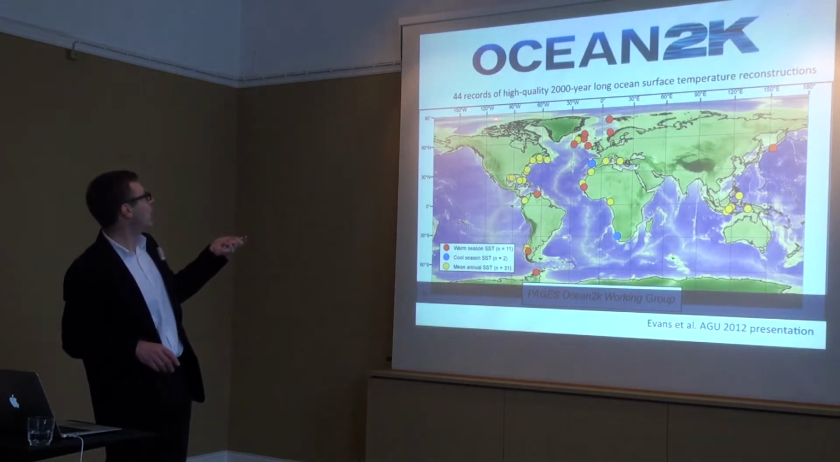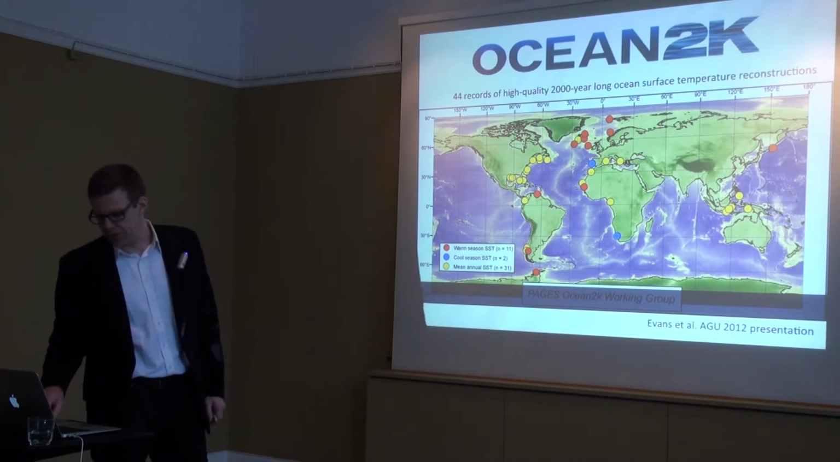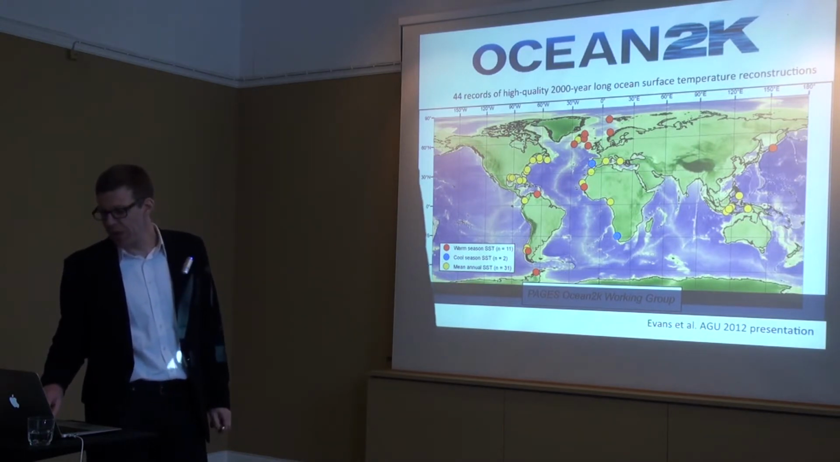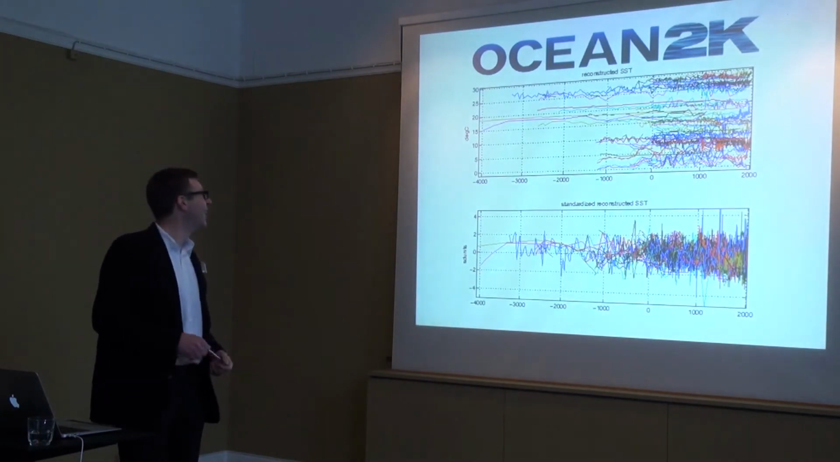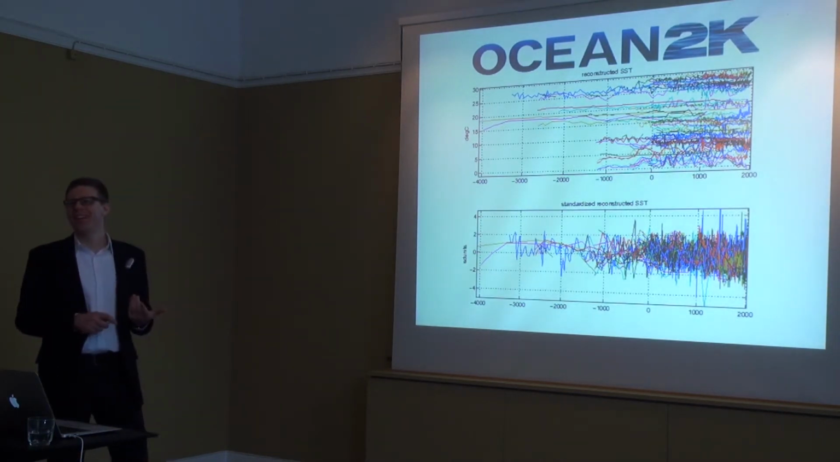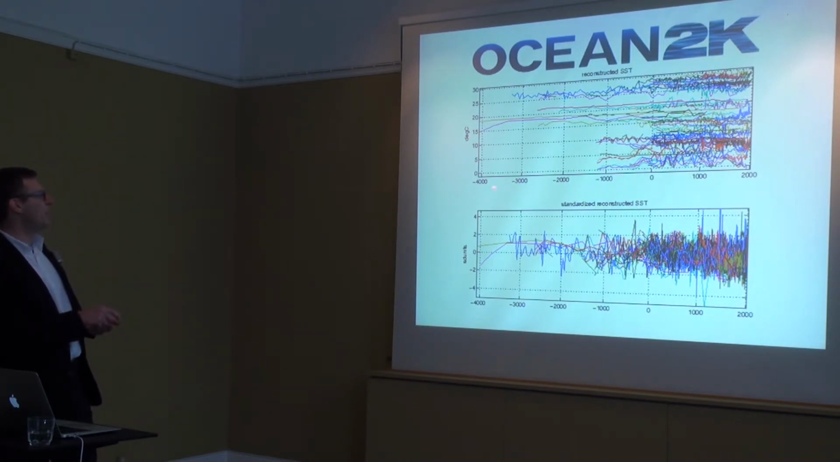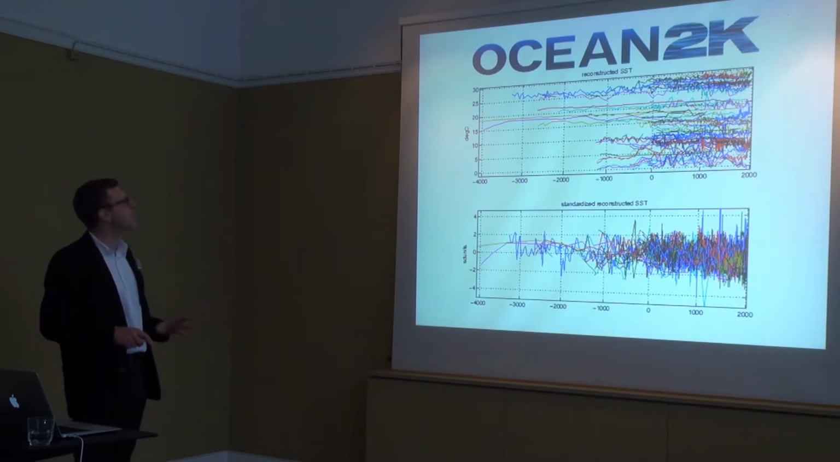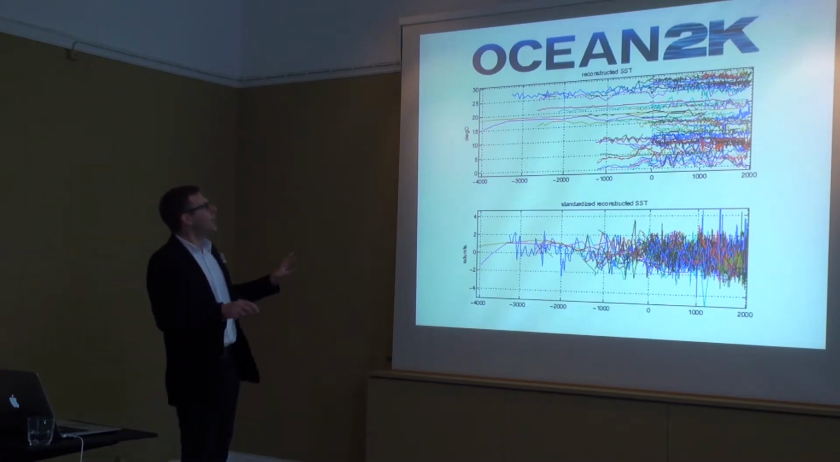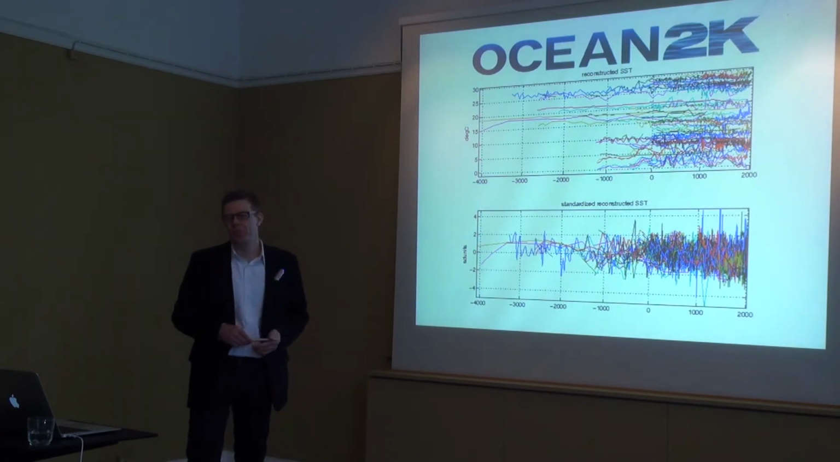Nevertheless, 44 high quality, 2,000 year long ocean surface temperature reconstructions. And if you put them all together, you see a lot of wiggles. Actually, you don't see anything on these. This is now 6,000 years, so some go back even more than 2,000 years. These are the original temperatures. These are standardized so that they lie all on top of each other.